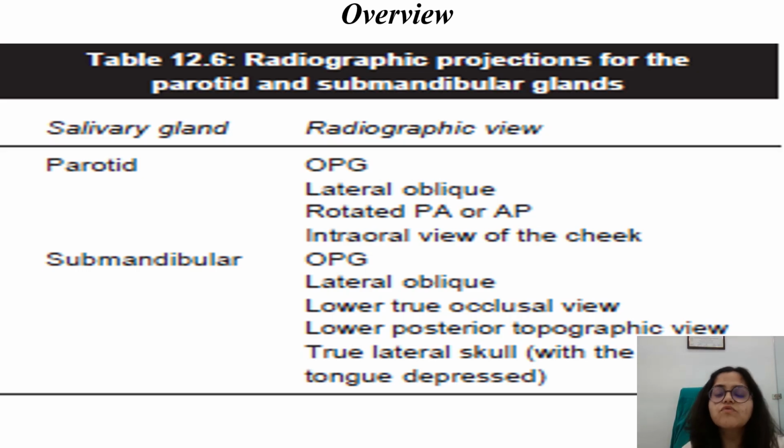Now, if we talk about the overview of this presentation, the radiographic projections for the parotid and submandibular gland: for the parotid gland, you can go for radiographic views like OPG, lateral oblique, rotated PA, and intraoral view of the cheek. If we talk about the submandibular gland, then you can go for several extraoral radiographs like OPG, lateral oblique, lower true occlusal view, lower posterior topographic view, and true lateral skull with the tongue depressed.